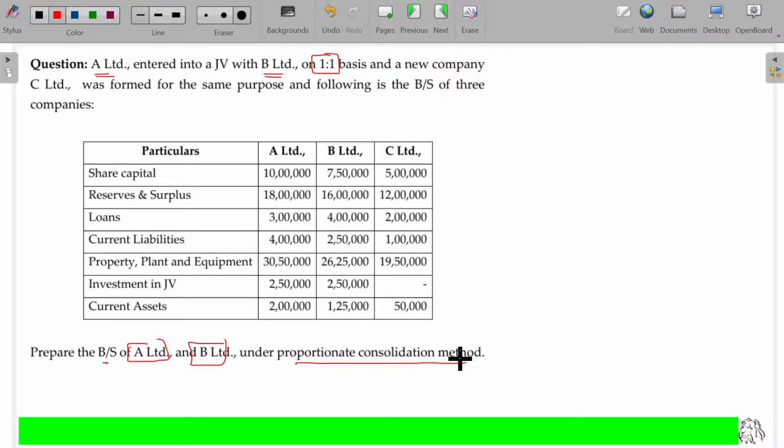Proportionate consolidation method is very simple. Okay, for A Limited investment in joint venture, so C is the joint venture. A as well as B invested in C Limited in the ratio of 1:1. The overall share capital in C is how much? 5 lakhs. Similarly, in case of A and B, investment in C will be 2.5 lakhs plus 2.5 lakhs.